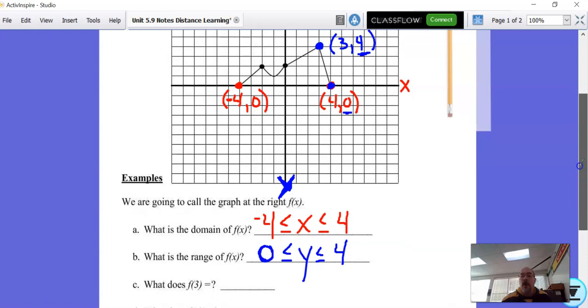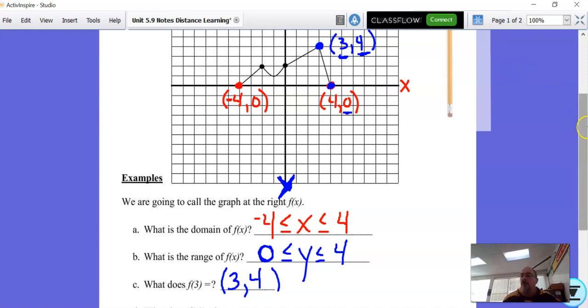All right, the next problem is figuring out, what is its partner? So letter C says, what does f of 3 equal? That is saying the x value is a 3. What's 3's partner? Well, I marked that on my graph, didn't I? 3's partner is a 4.